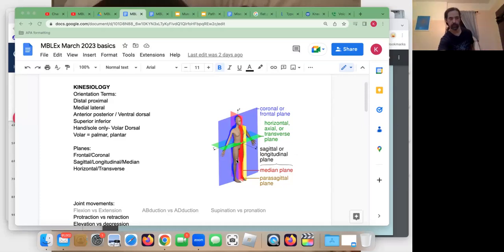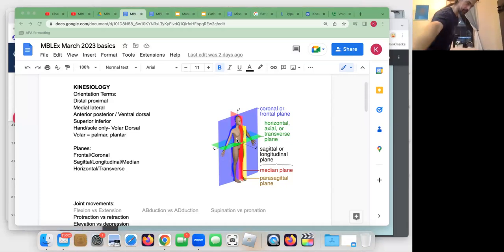Okay, let's get a little bit more into joint movements. So we just did flexion of the shoulder and extension of the shoulder. Now let's do flexion of the elbow and then extension of the elbow. And now the wrist. So flexion of the wrist, extension of the wrist. Flexion of the shoulder, extension of the shoulder, flexion of the elbow, extension of the elbow. Give me a sec to catch up.